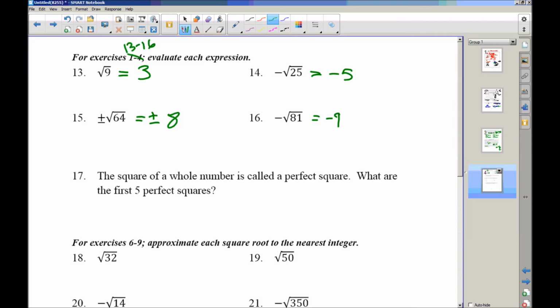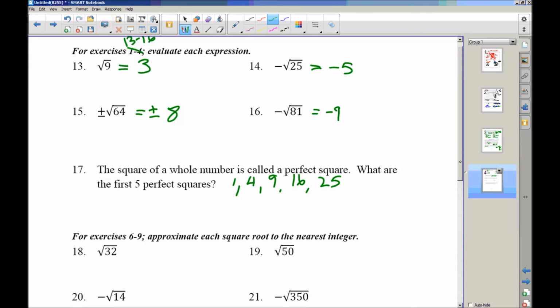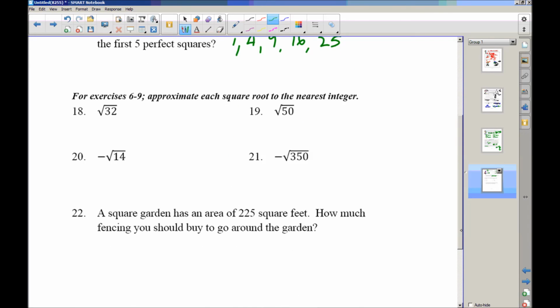So it's really useful to memorize the perfect squares. The first 5 of them are 1, because 1 times 1 is a perfect square. 4, that's 2 times 2. 9, that's 3 times 3. 16, that's 4 times 4. And 25, that's 5 times 5. Okay? We can use those perfect squares to help us approximate each square root to the nearest integer.